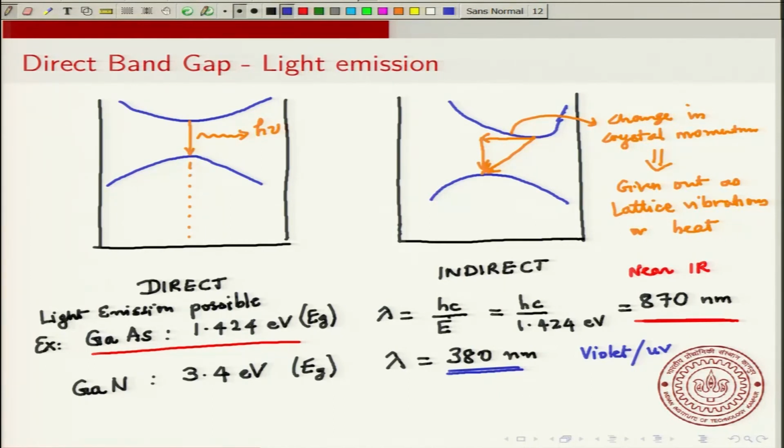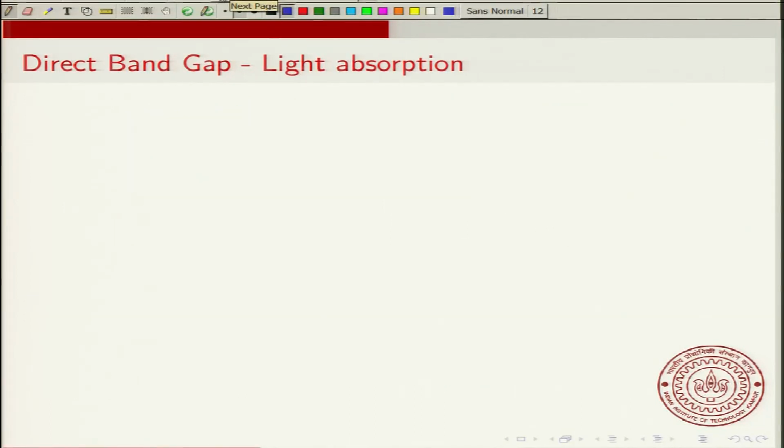By manipulating these materials, you can get light emitting diodes of the entire spectrum of light, and these are used in everyday applications, including all the computer screens, all the smartphone screens, etc. So light emission is usually done by materials like gallium arsenide and gallium nitride, and by manipulating them you can get the whole visible range. Now, what about light absorption?